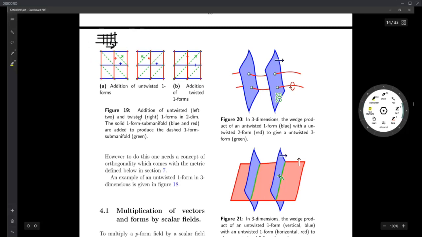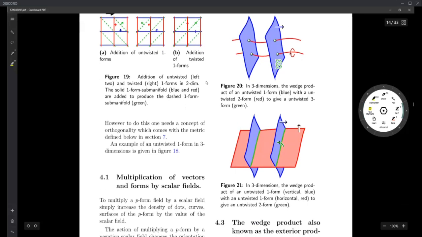So these are untwisted one forms, as if they have external orientation. But then you see here, we have twisted one forms, which have internal orientation. As we see, it's pretty visual here. We have an internally oriented one form. So this takes up a different addition law. This line goes this way, this line goes this way, and then you get a vector, and you get a one form going this way. So only the orientation changes.